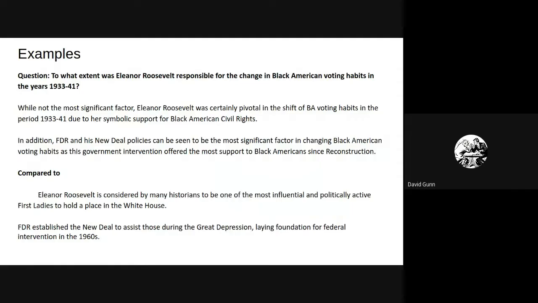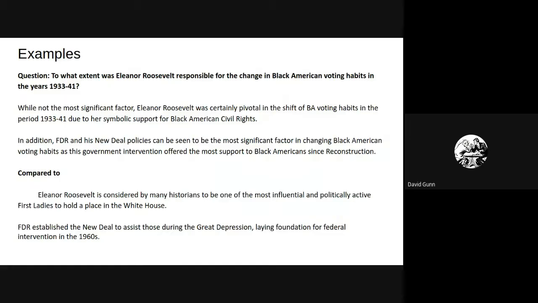this. While not the most significant factor, Eleanor Roosevelt was certainly pivotal in the shift of Black American voting habits in the period 33 to 41 due to her symbolic support for Black American civil rights. So it's a very clear argumentative point that's actually got your argument in there. It's not just saying one cause of change in voting habits was Eleanor Roosevelt and leaving it at that.